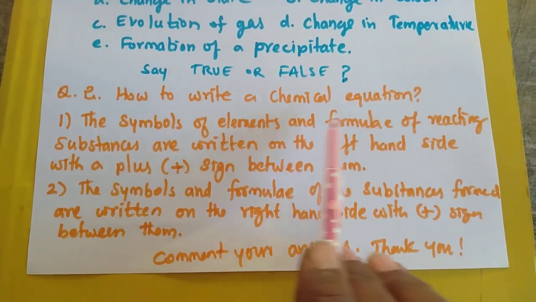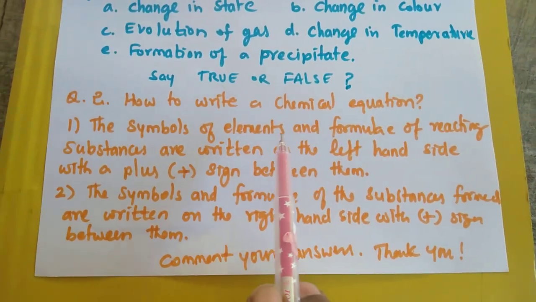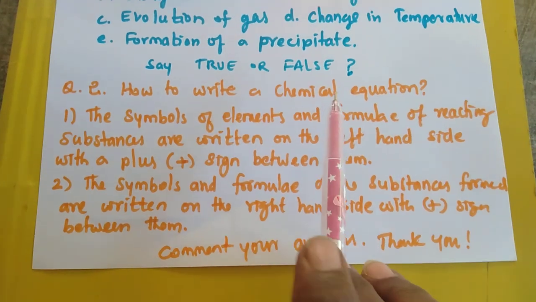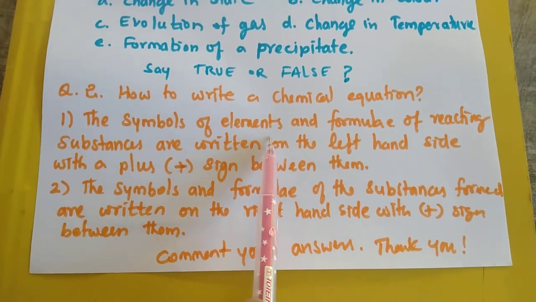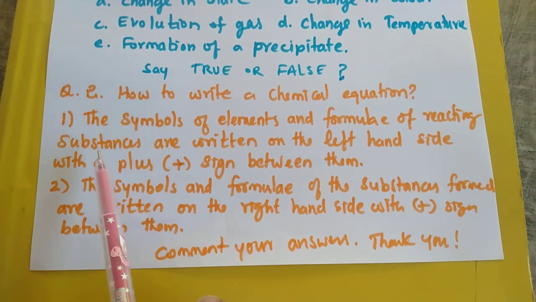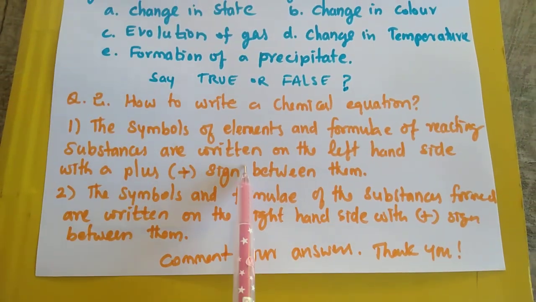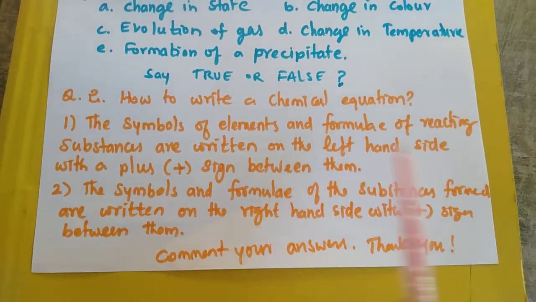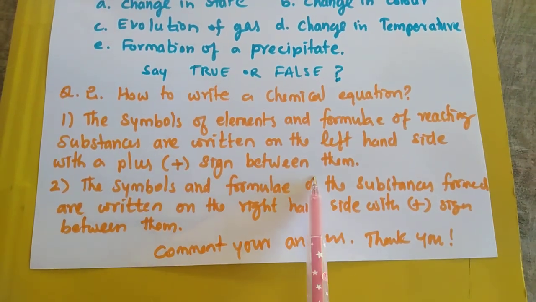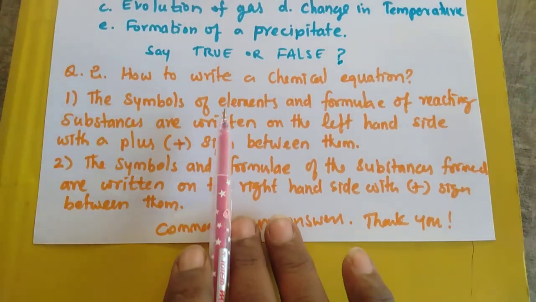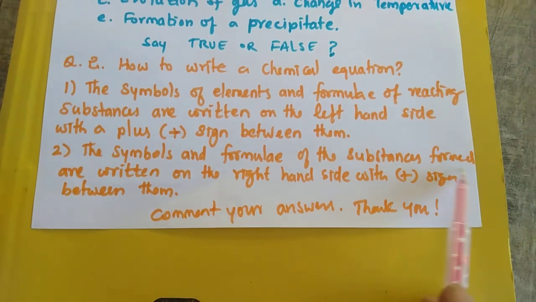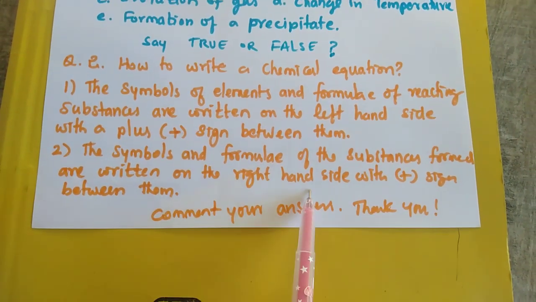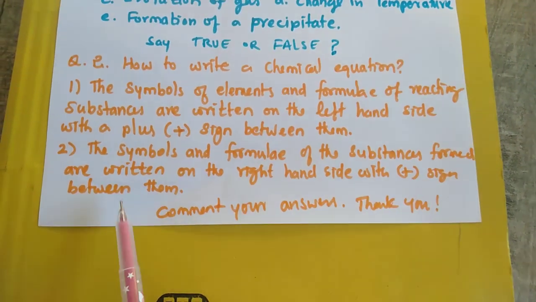How to write a chemical equation. While writing a chemical equation we have to follow certain rules. The first one is the symbols of elements and formulae of reacting substances are written on the left hand side with a plus sign between them. Next, the symbols and formulae of the substances formed are written on the right hand side with a plus sign between them.